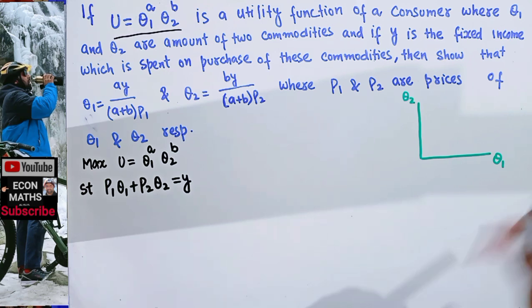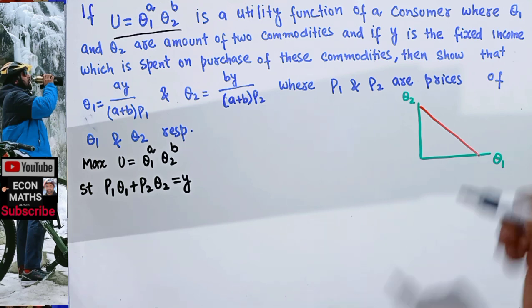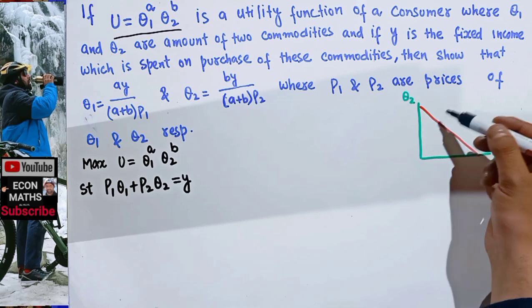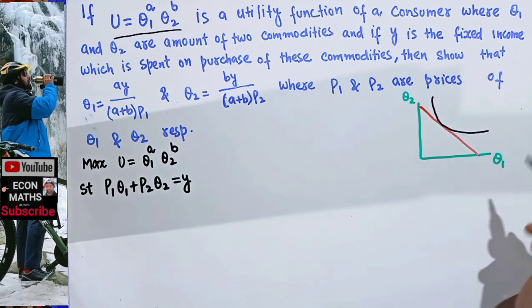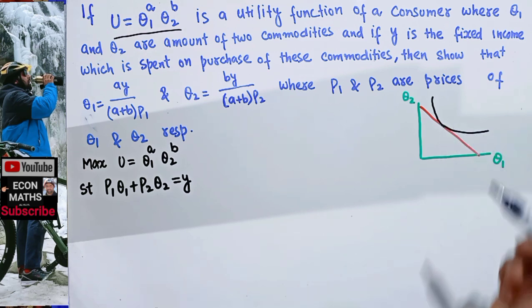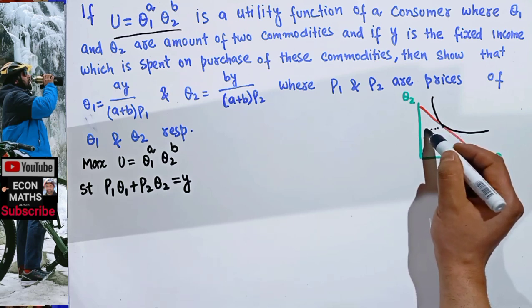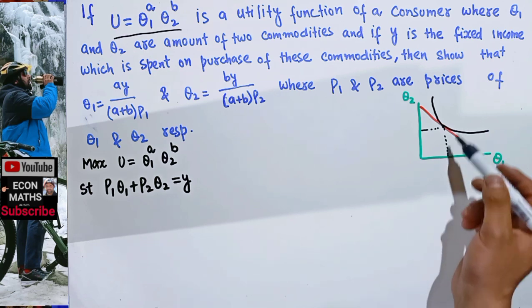given the budget line, and let's draw the budget line, we want to maximize our utility. That means we want to reach the highest possible indifference curve, and our highest possible indifference curve will be tangent to the budget line. Okay, and this will be our utility maximization problem. We need to find out the demand function for q1 and q2.